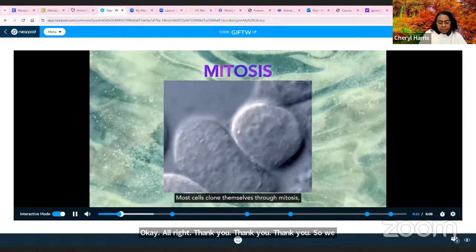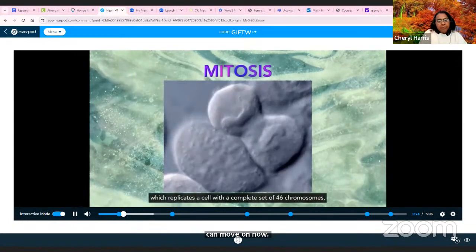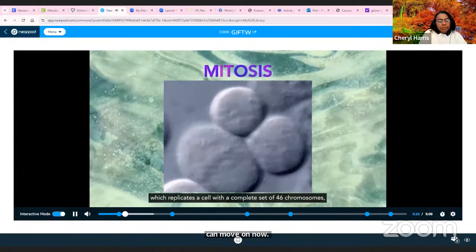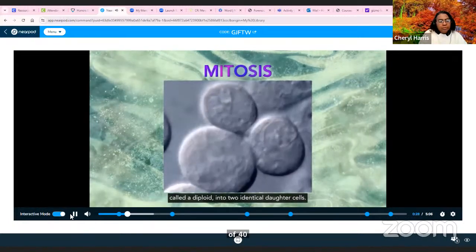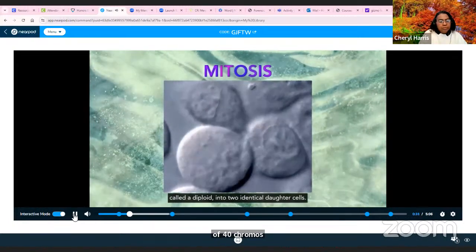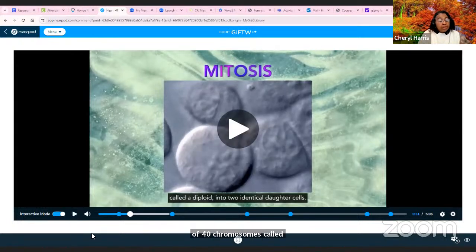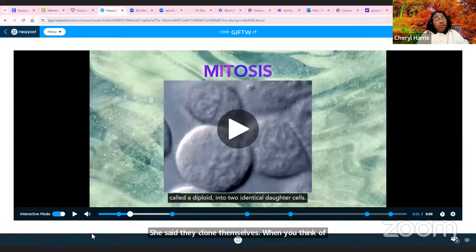Most cells clone themselves through mitosis, which replicates a cell with a complete set of 46 chromosomes, called a diploid, into two identical daughter cells. All right, she said two things. She said they clone themselves. When you think of mitosis, think of cloning. They make an exact copy of what the parents look like. And that's important to remember.